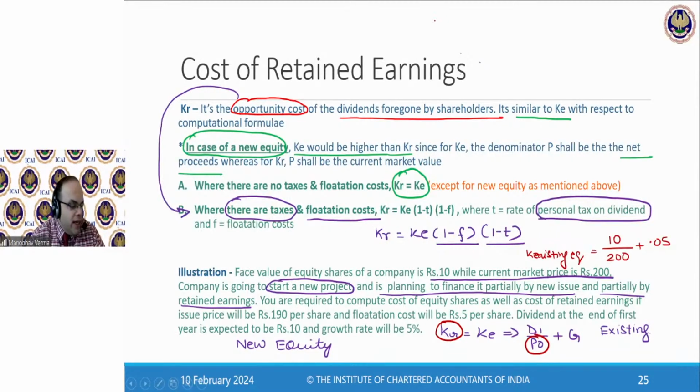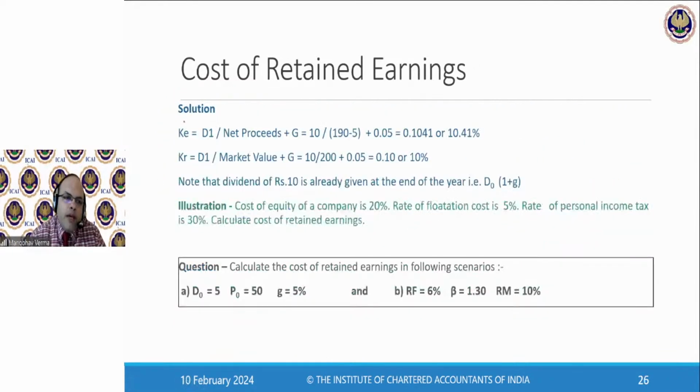Because in case new equity has to be issued, you need to appreciate that the issue proceeds are always net of any kind of flotation cost. In this illustration, the issue price will be 190 and the flotation cost will be 5. So, Neelam, that's what we'll be doing. If I'm talking about the cost of equity, we are talking about new equity here. So that's 10 upon 190 minus 5, so 10 upon 185. And that's how we are calculating 10.41.